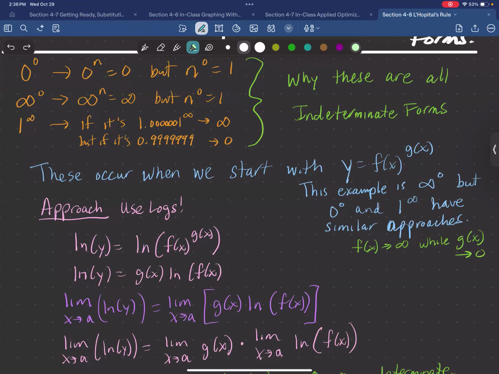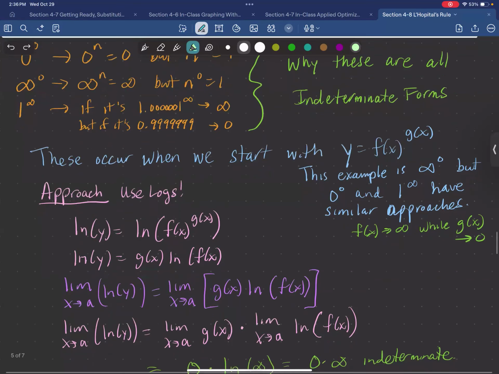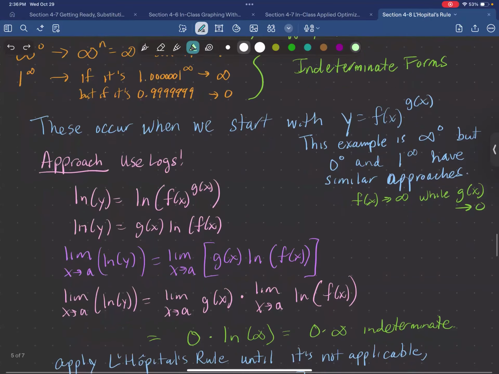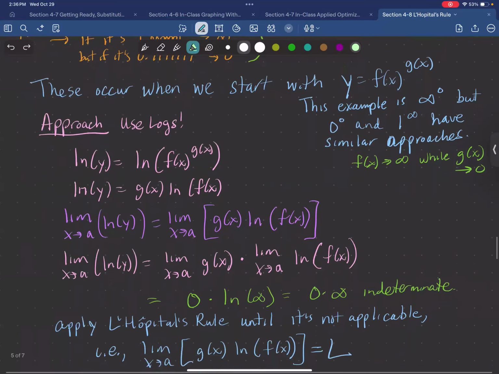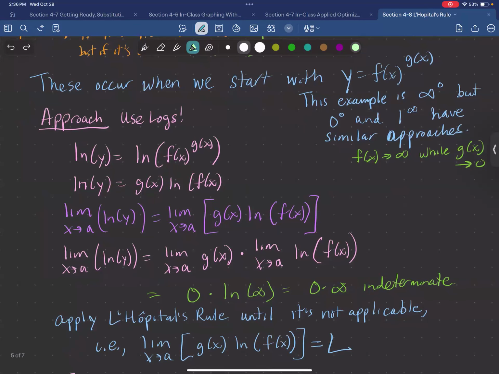So what we can do is keep taking L'Hopital's rule until L'Hopital's rule doesn't apply. As soon as L'Hopital's rule doesn't apply, it means we actually got some sort of limit. So eventually we'll get to a point where this actually equals a limit. That's where we're going to start up there.